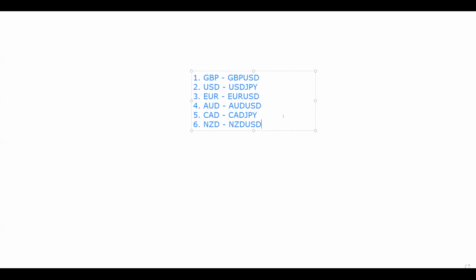Now, these are the common pairs that we normally use during this event. So when you see a GBP event, we are going to be using GBP USD. USD event, USD JPY. Euro event, Euro USD. AUD event, AUD USD. CAD event, CAD JPY. NZD event, NZD USD. But at the same time, we also have what we call underrated pairs.